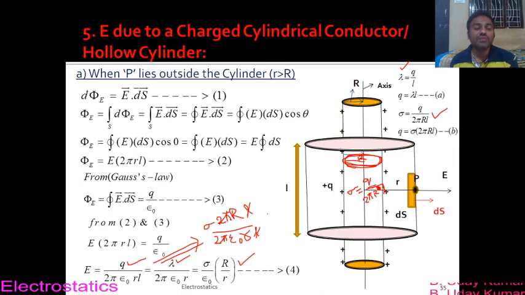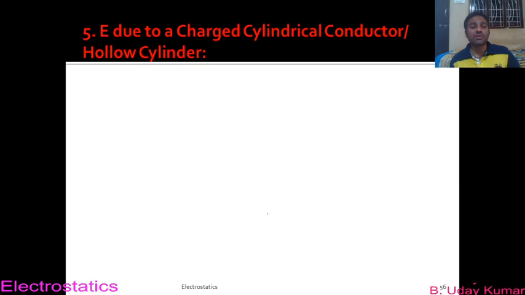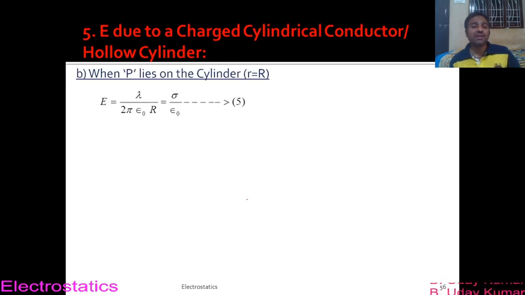Now if you want to find the electric field intensity at a point P on its surface, we have already done it for previous cases, right? Substitute small r equal to capital R, and you are going to get the electric field intensity.